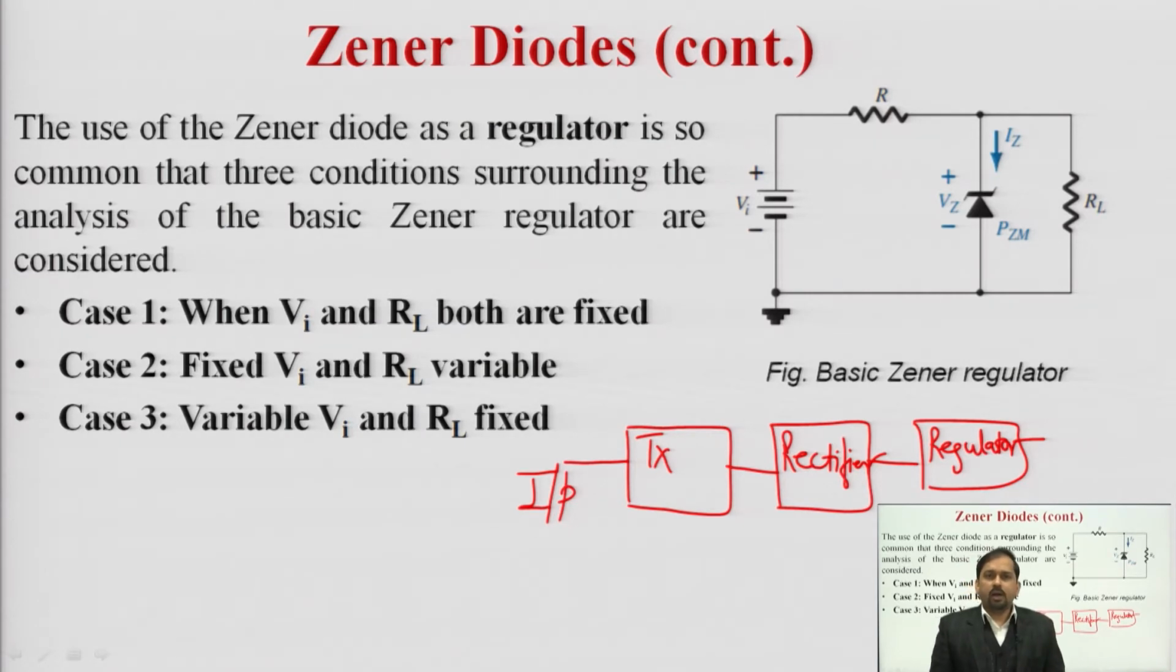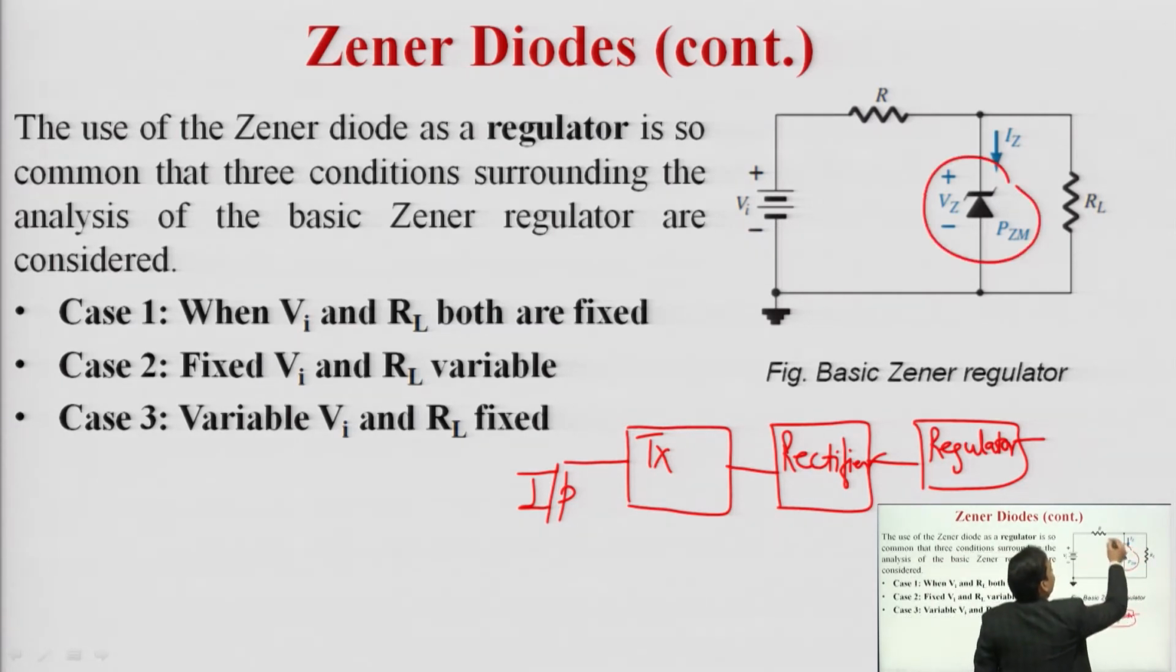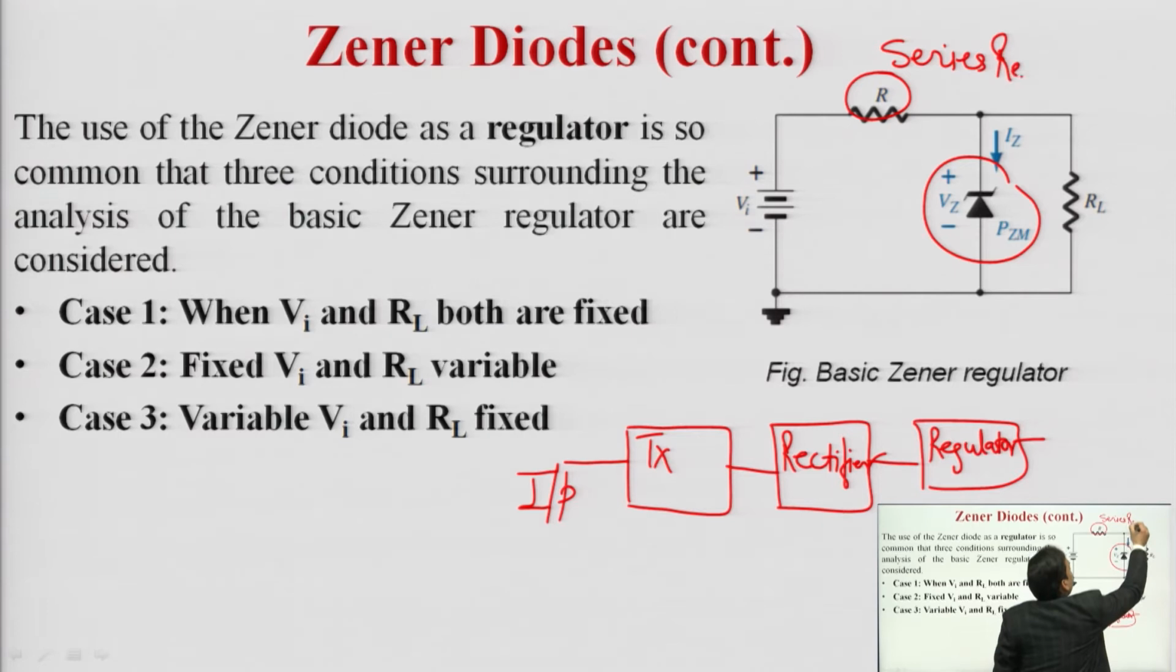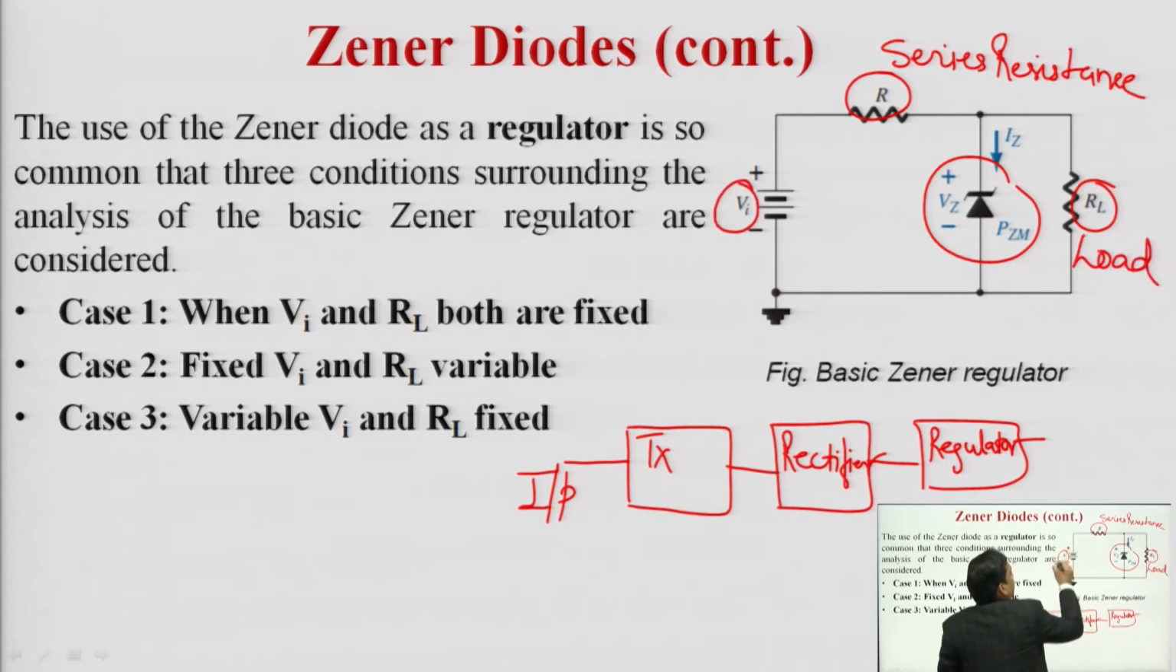There are various types of regulators available. One is the Zener diode as a voltage regulator. After that we have transistors, either in series or in shunt. For a regulator circuit we have a Zener diode, one series resistance, and RL is the load, and Vi is the input voltage.